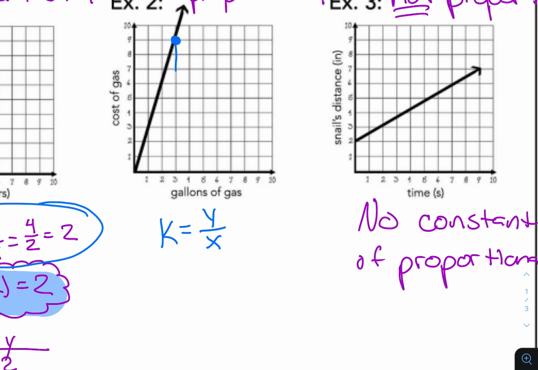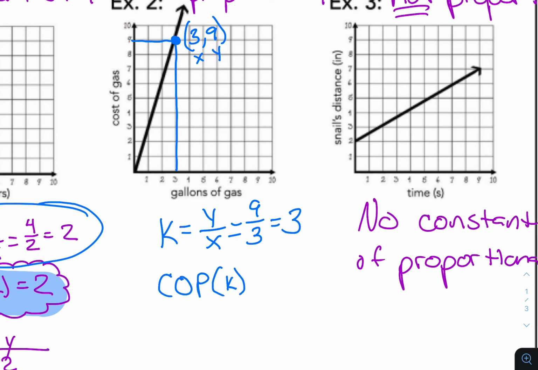This is the point 3, 9, because the x is 3 and the y is 9. Notice how I'm labeling them each time, and that's on purpose so that I don't accidentally do the wrong math here. So let's go ahead and we have 9 over 3, and that simplifies to 3. So our constant of proportionality, also known as k, is 3. Final answer.